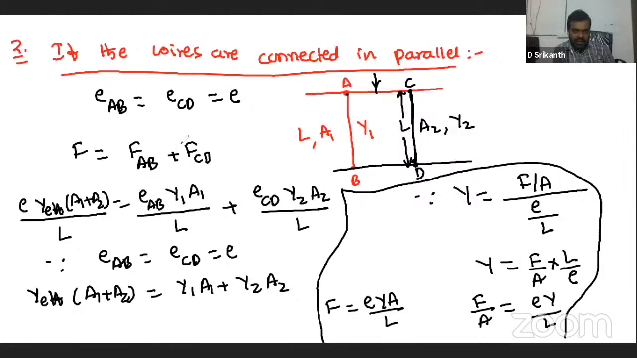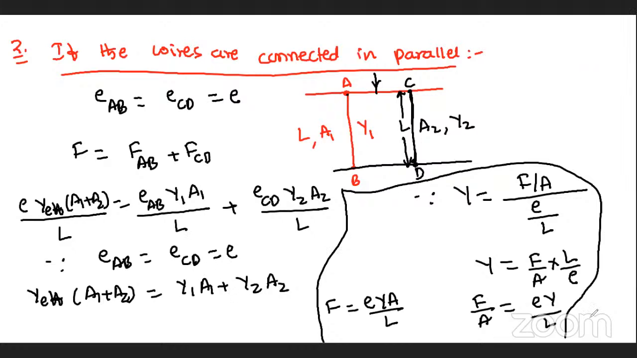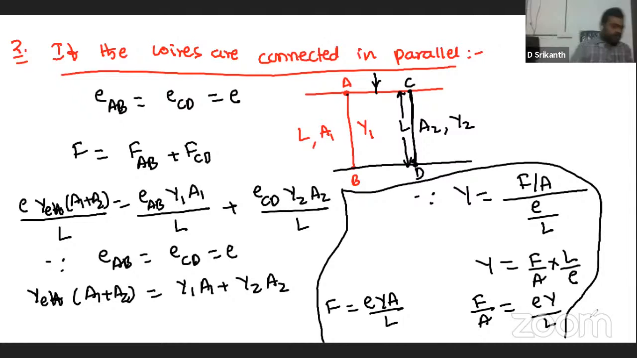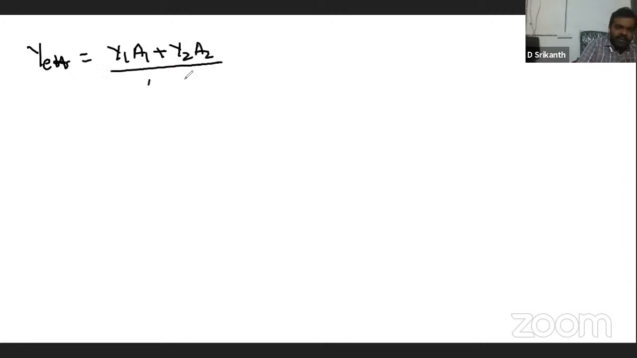The elongation along AB and CD is equal to E, and divided by the same length, both sides will get cancelled. So Y effective is equal to Y1 A1 plus Y2 A2 divided by A1 plus A2.